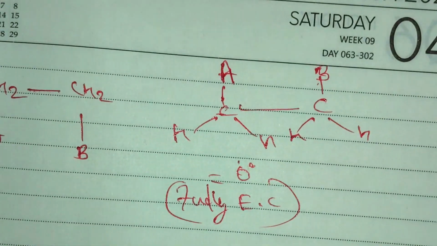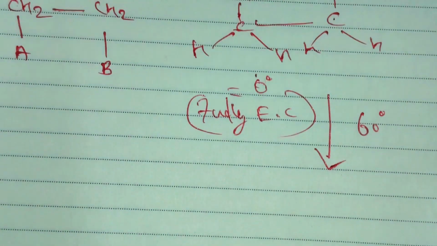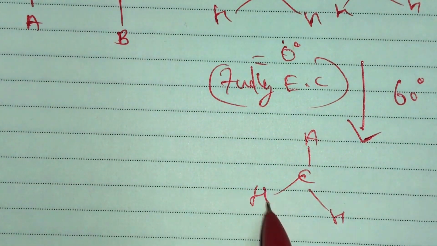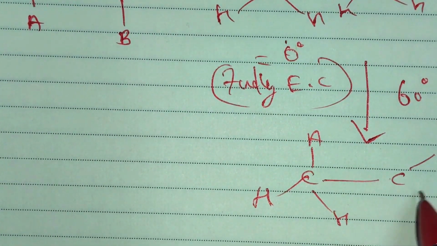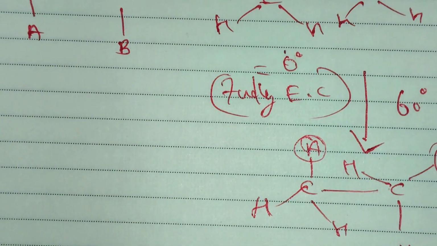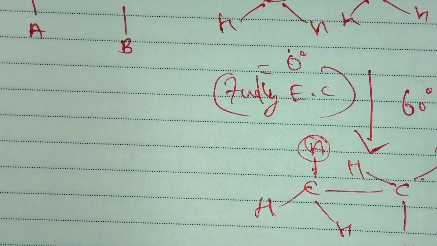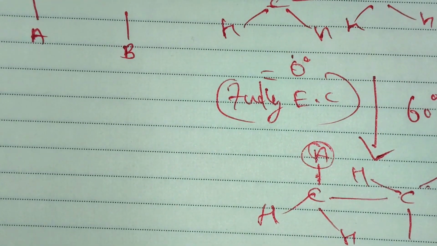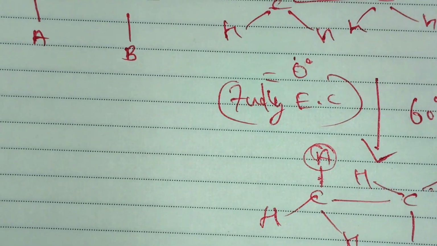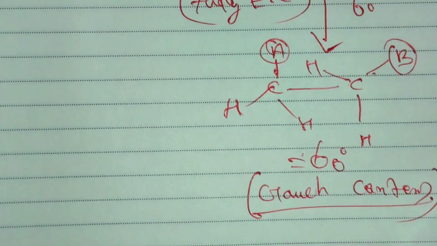Then next, if you rotate this molecule by 60 degrees at any one carbon, this carbon is rotating by 60 degrees. So what happens? Here is carbon A with a hydrogen, and here is carbon B with a hydrogen and a hydrogen. So now this A and B bond angle is 60 degrees. This 60 degrees is the gauche conformer. This gauche conformer is a little bit more stable because the bond strain is a little bit relieved.